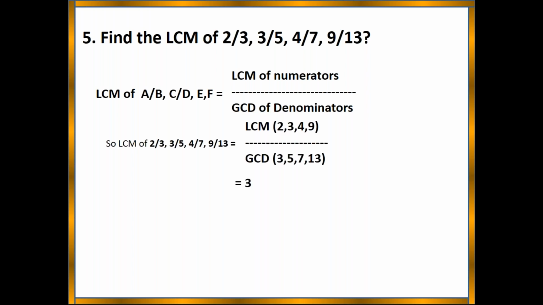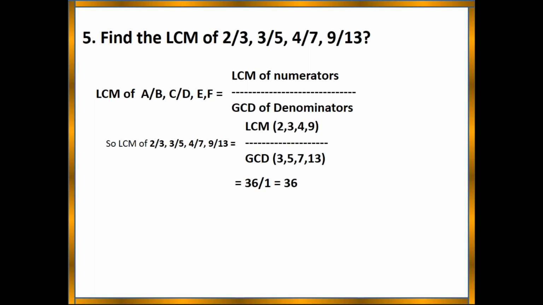So LCM of 2, 3, 4, 9 by GCD of 3, 5, 7, 13. For 2, 3, 4, 9: 2 is a factor of 4 and 3 is a factor of 9, so directly we can go for 4 into 9, 36. In the denominator 3, 5, 7, 13, all are prime numbers. The highest common factor for prime numbers is 1. So 36 by 1 is 36.